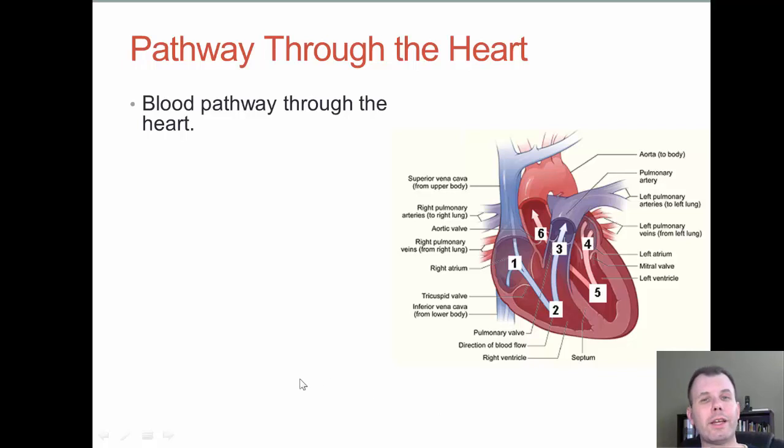Okay, so like I said before, you're going to be responsible for knowing the blood pathway through the heart. This is a great diagram showing you, and I'll take you step by step through what we expect you to know. If you were a blood cell traveling through the heart, how would you get through the heart? So the first thing you do is you come into the heart from either the superior or inferior vena cava. The superior is from the head, the inferior is from the feet. Remember, superior from the top, inferior from the bottom. They enter into the right atrium. The right atrium is where the blood comes first.